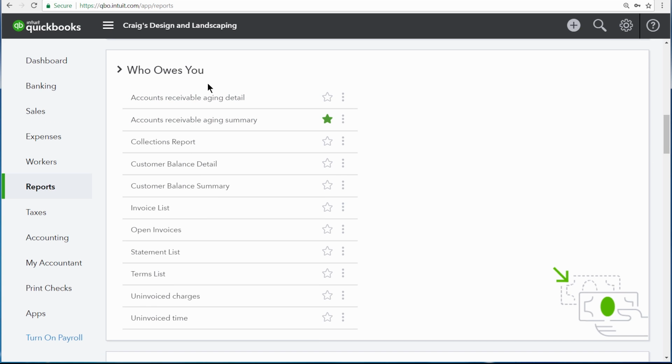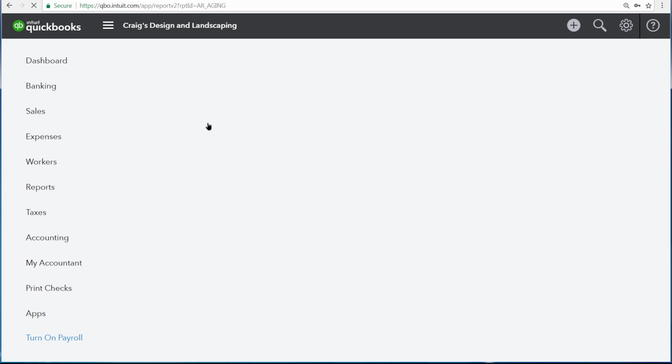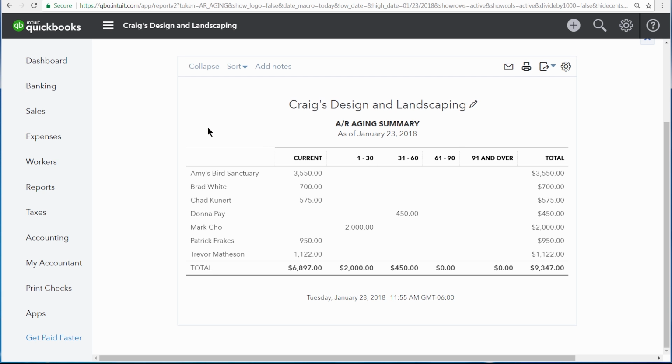They're both in the Who Owes You section of the Report Center, and the first is the Accounts Receivable Aging Summary Report. This report shows you who owes you money, and it also shows you how much of their balance is current, so not overdue, as well as aging information for 1 to 30 days overdue, 31 to 60 days overdue, and so on. There's also a total for each customer over on the far right, and a total for each aging period down at the very bottom.